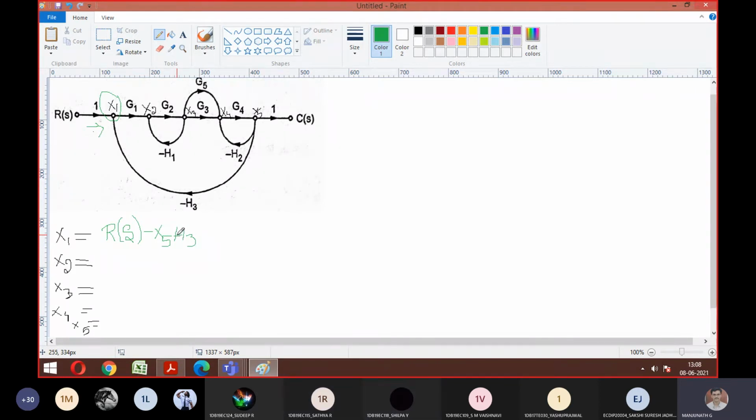Always we need to write a variable equation for the entering things. Leaving means it will be like an intermediate, so that will be entering for the next node. Now you tell me the expression for x2. Worry about the entering part. X1 G1, good. Minus H1 X3. Minus H1 X3. Understood here, everyone?